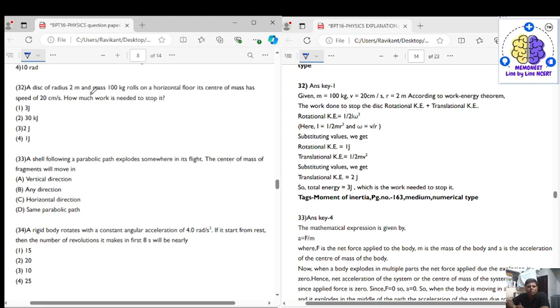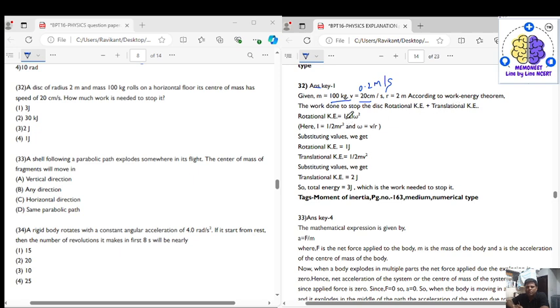Because the body is rolling, it will have both translatory kinetic energy and rotational kinetic energy. In the question, the mass is given as 100 kilograms. Velocity is given as 20 centimeter per second, which is equal to 0.2 meter per second, right? Radius is equal to 2 meters, and according to the work energy theorem, work done to stop the disc is rotational kinetic energy plus translatory kinetic energy.